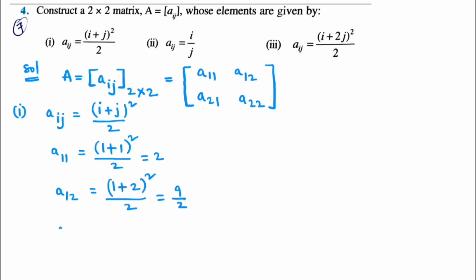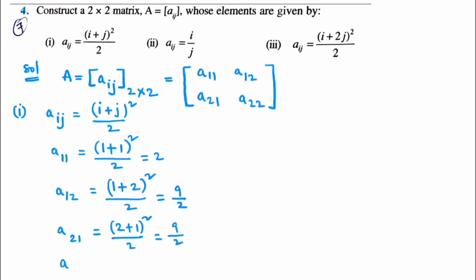Okay. Next, you need to calculate A21. See, A11 I calculated. A12 I calculated. Now A21. A21. Second row, first column. Okay. You can see here, in place of i, 2 is there. In place of j, 1 is there. So in this, wherever i is there I'll write 2. Wherever j is there I'll write 1. Okay. Start writing. (2 plus 1) whole square divided by 2. 2 plus 1 is 3. 3 square is 9 by 2.